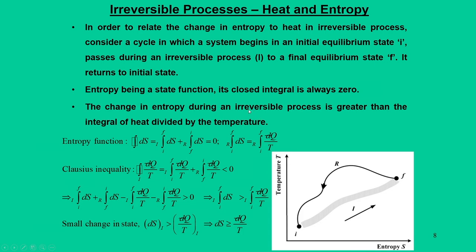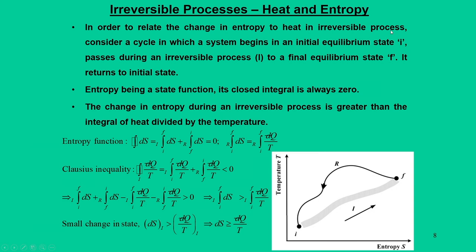The next segment is that we have to elaborate more with respect to irreversible processes, and for that we need to see the evaluation of heat and entropy and their correlations. In order to relate the change in entropy and heat for an irreversible process, we consider a cycle in which the system begins from an initial state I and passes through an irreversible process to the final state F, and then returns to the initial state. To analyze this relation, we are considering this temperature-entropy diagram.